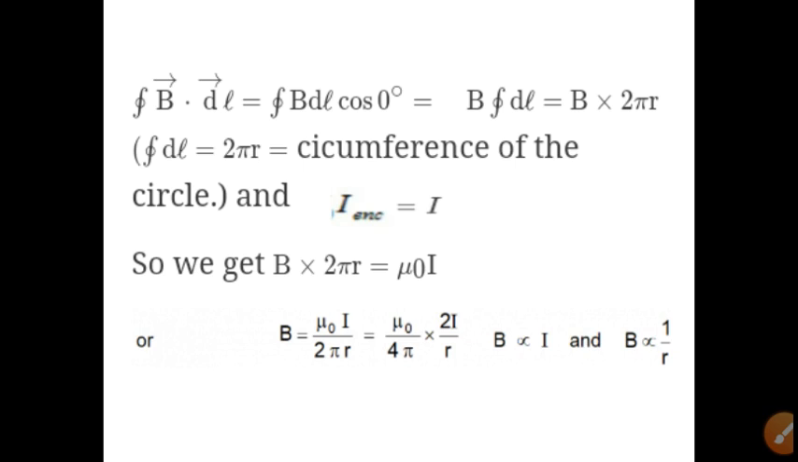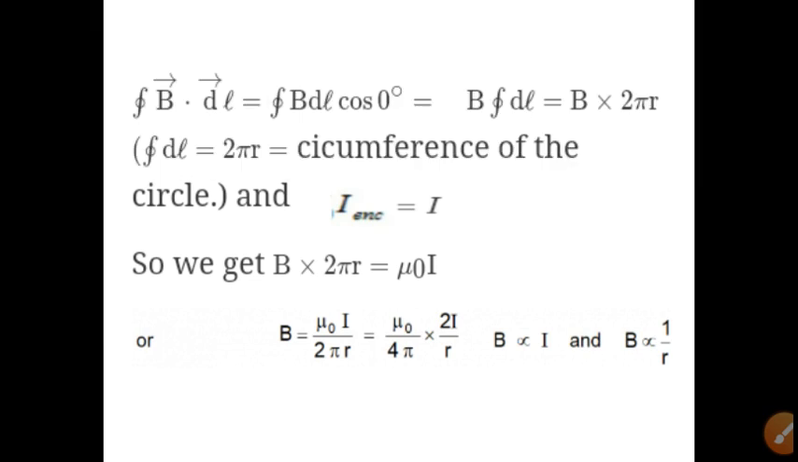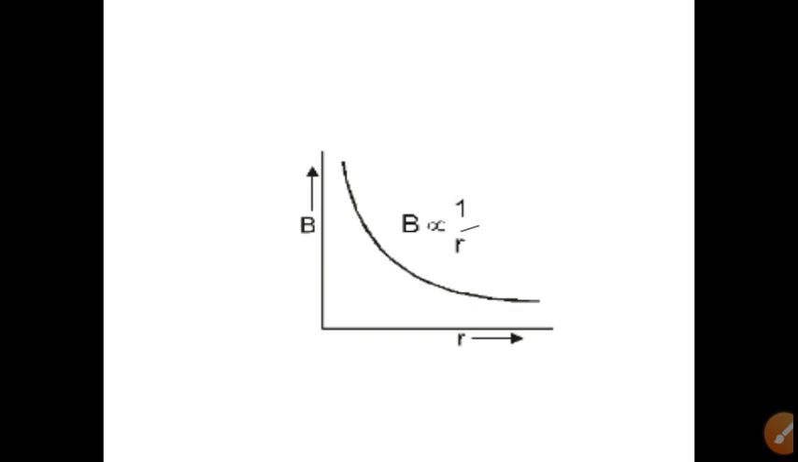Therefore, from Ampere's law, we can write B into 2 pi r is equal to mu0 I, or B is equal to mu0 I divided by 2 pi r, which is equal to mu0 by 4 pi times 2I divided by r. As mu0 and 2 pi are constants, we can write B is directly proportional to current I and B is inversely proportional to the distance r. Therefore, if you plot a graph between B and r, we will get a graph like this.